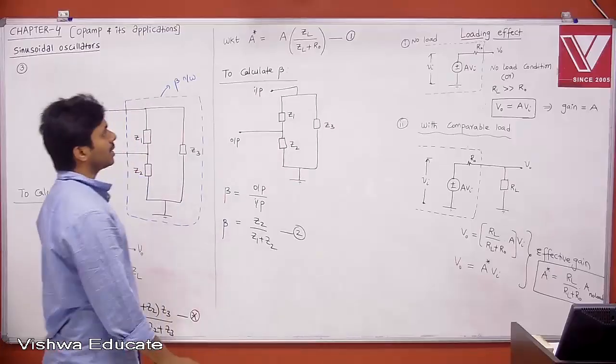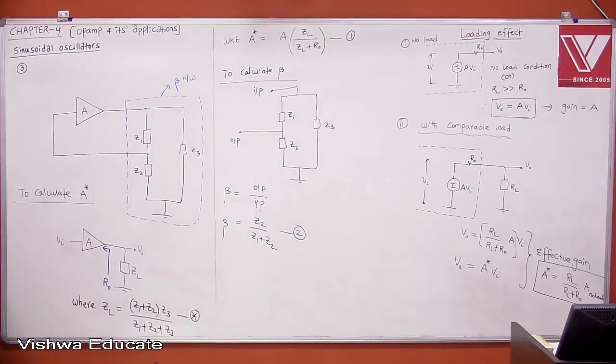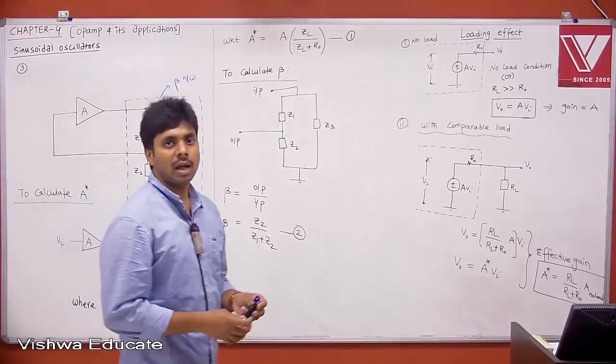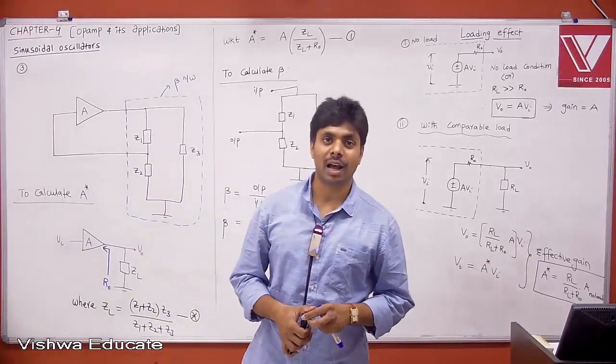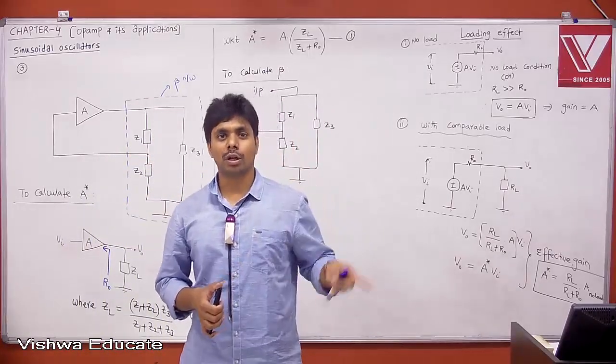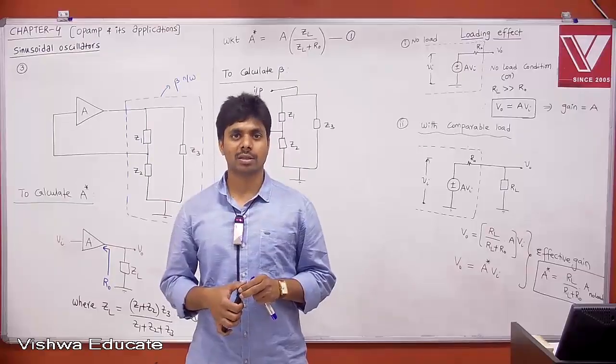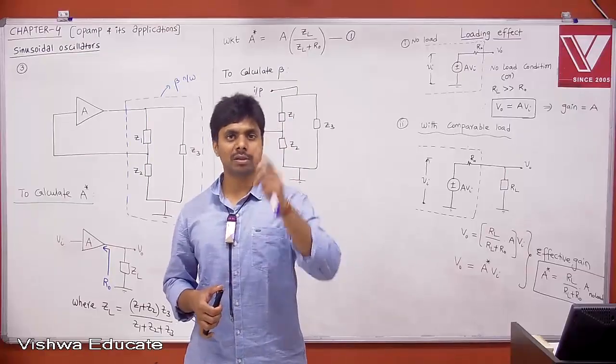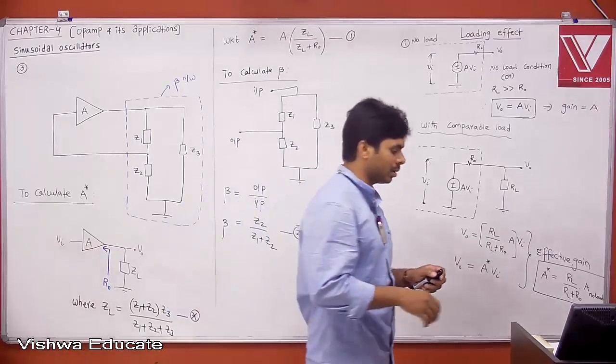Now, from 1 and 2, let's calculate effectively A star into beta, which is nothing but your loop gain, right? Then A star into beta should ultimately be 1. The total loop phase shift must be equal to 0 degrees and the total loop gain must be equal to 1. Okay?